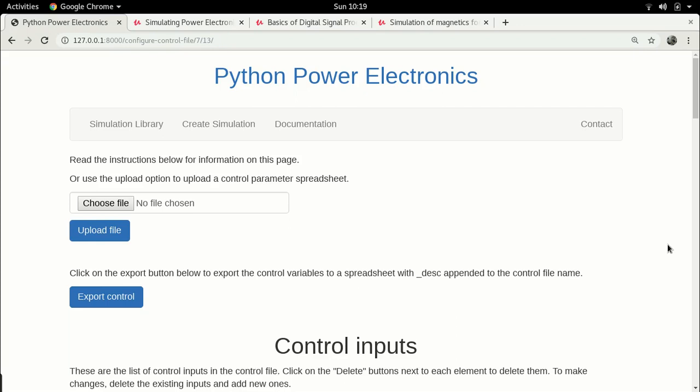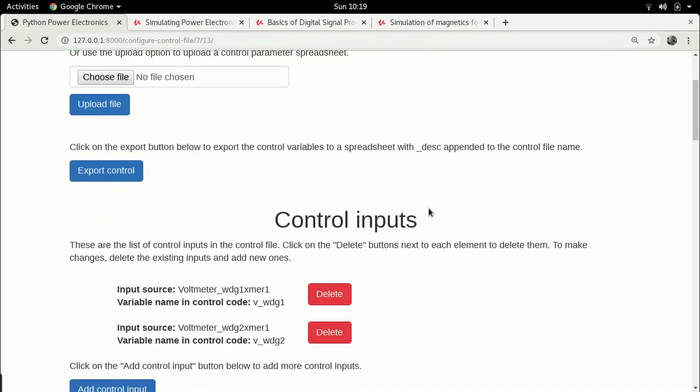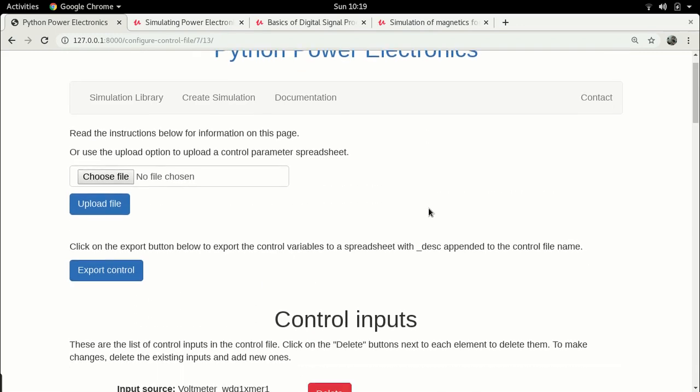So hello everyone and welcome back to this next lecture in the DC to DC converter series, and we have been trying to simulate a transformer. So this is where we had left off, where we were writing the transformer model control file.